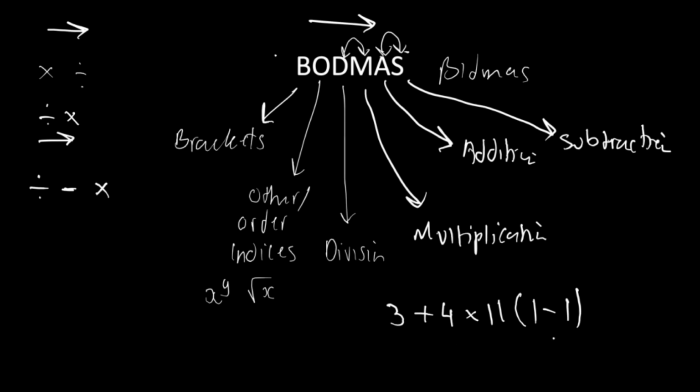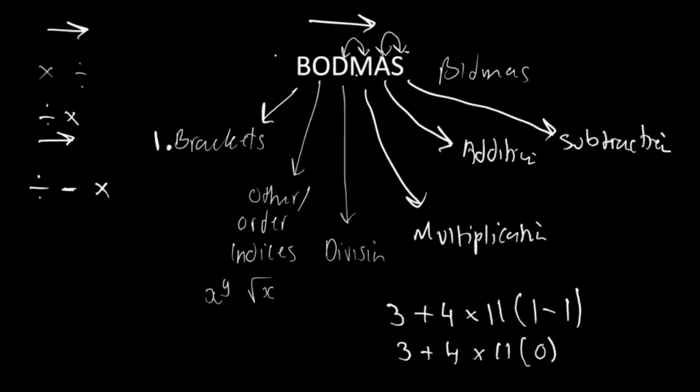3 plus 4 times 11, bracket 1 minus 1. You do the brackets first. Number 1, brackets. So you sort out the brackets, it becomes 0. Then you leave the rest. Next step, you do indices. There are no indices in this case, so you skip that.